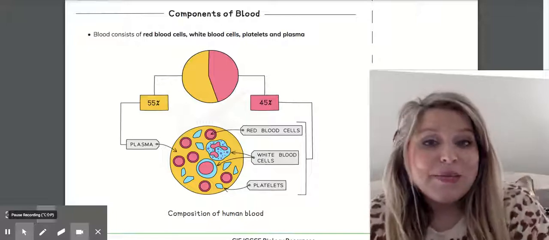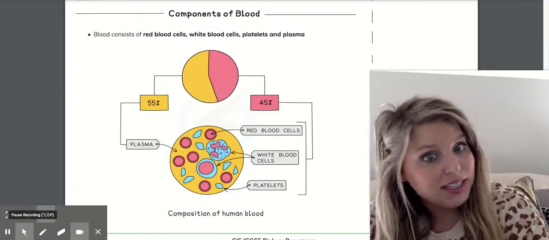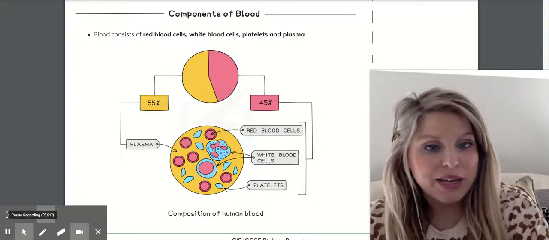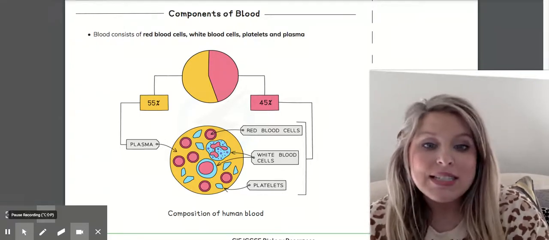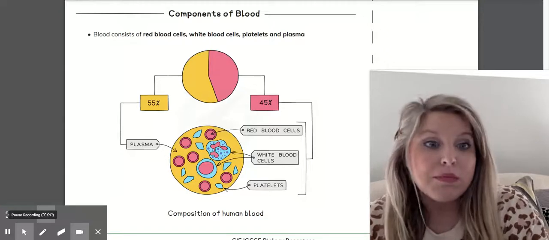All right, we're picking it up with section 9.5, blood. Okay, now let's look at the components of blood. Blood consists of red blood cells, white blood cells, platelets, and something called plasma.